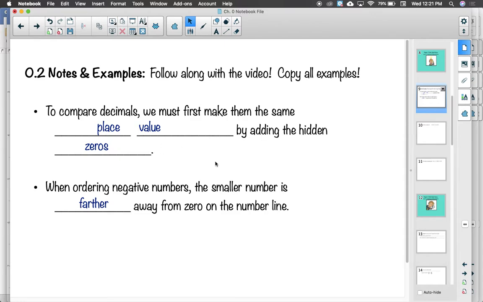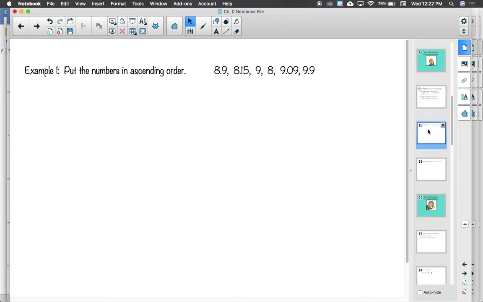To compare decimals, we must first make them the same place value by adding the hidden zeros. So we talked about hidden zeros and where they can go in Lesson 1, and now we're putting that into practice here in Lesson 2. Also, when ordering negative numbers, the smallest number is farther away from 0 on the number line. We talked about that in the prerequisite stuff with the negatives. Remember, if it looks bigger, it's actually smaller, or the smaller number is farther away from 0 on the number line. So let's go ahead and see an example.